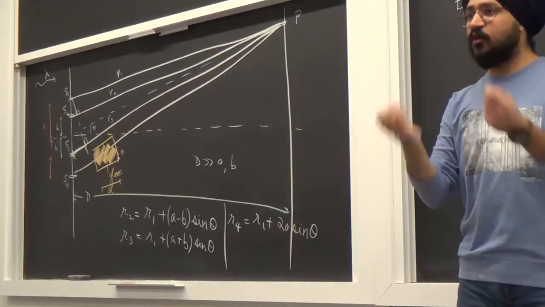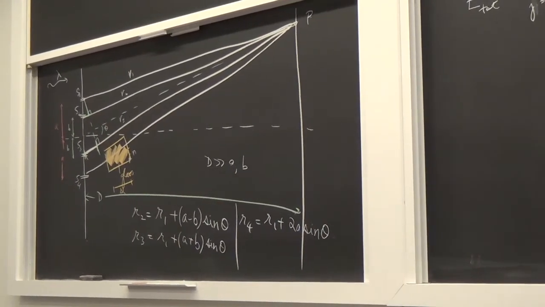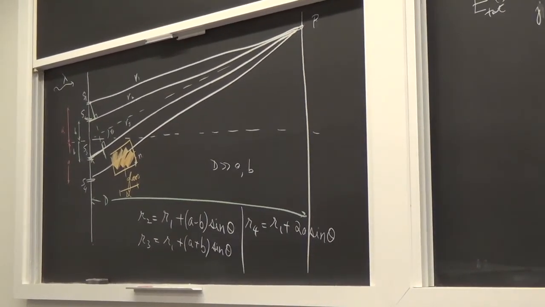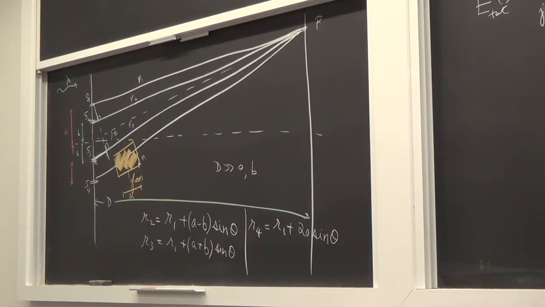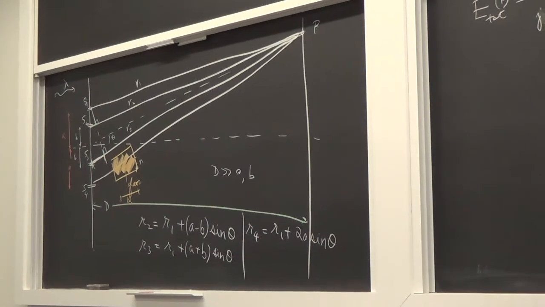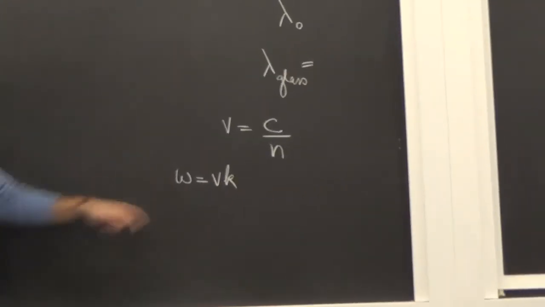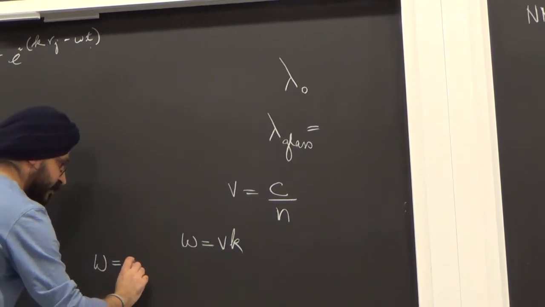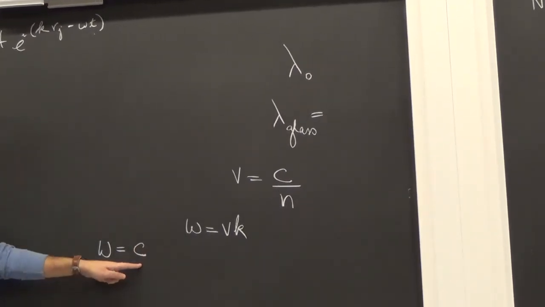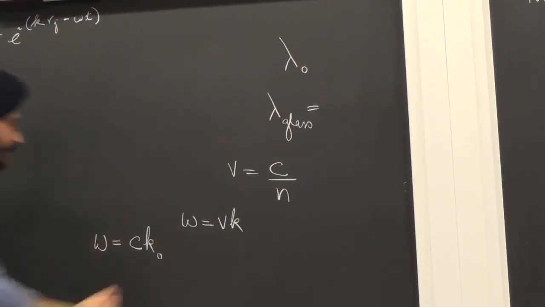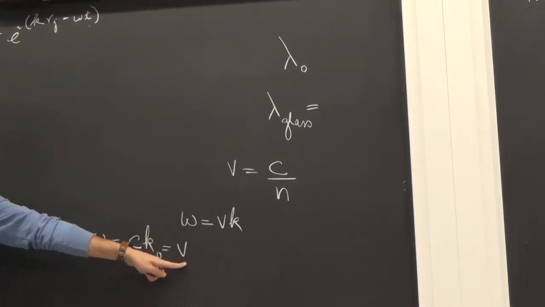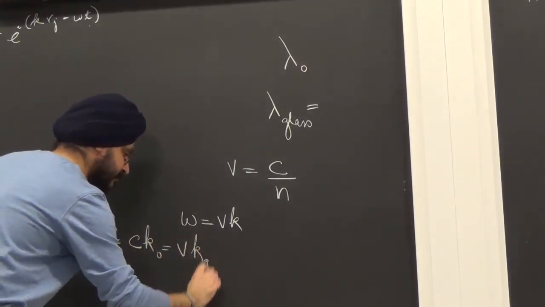How do you get it again? Go back to the basics. The speed of the wave in a medium is the speed of light in vacuum divided by the refractive index. Okay? Omega equals v times the wave number. Omega is a source dependent feature. So omega is the same: speed in vacuum times k naught, which is the vacuum wave number, equals speed in the medium times k in glass.